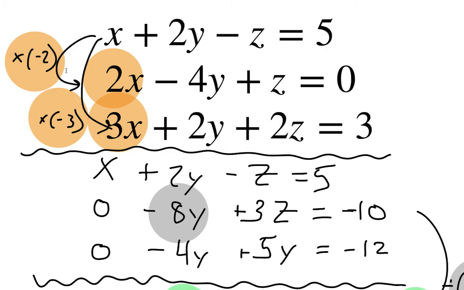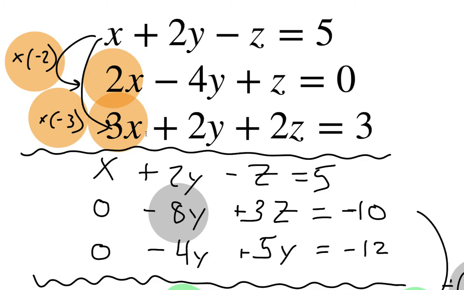I see a positive 2, so I'm going to take this top equation and multiply it by negative 2 so that I get a 0. So x times negative 2 is negative 2x plus 2x is 0. 2y times negative 2 is negative 4y, plus negative 4y is negative 8y. Negative z times negative 2 is positive 2z, plus z is 3z. 5 times negative 2 is negative 10, plus 0 is negative 10.